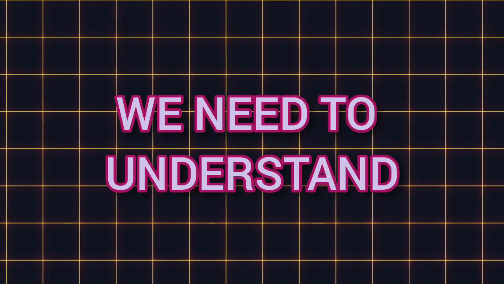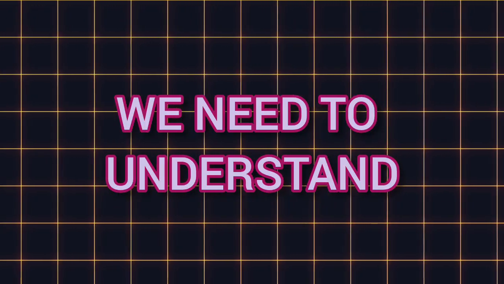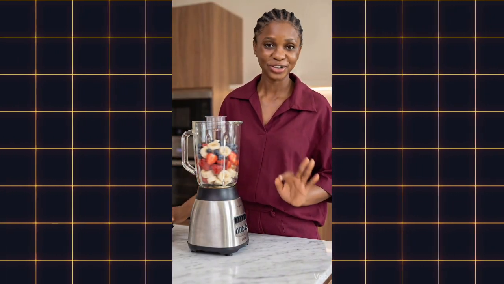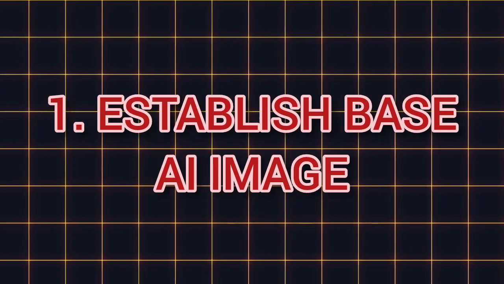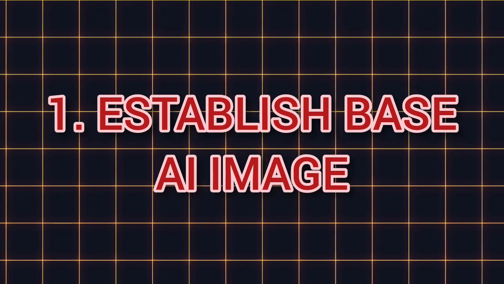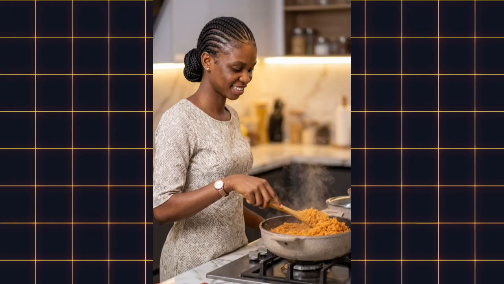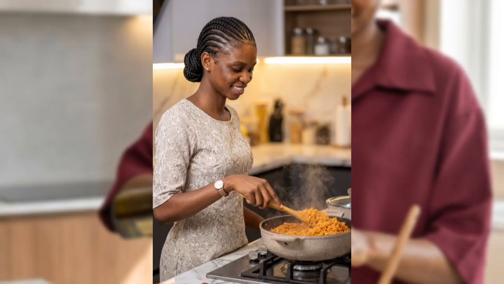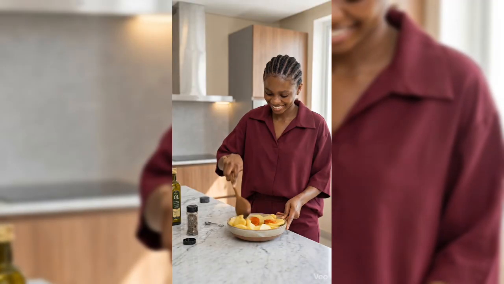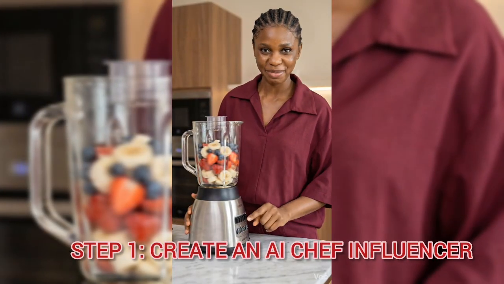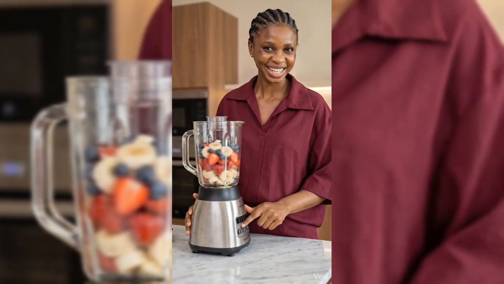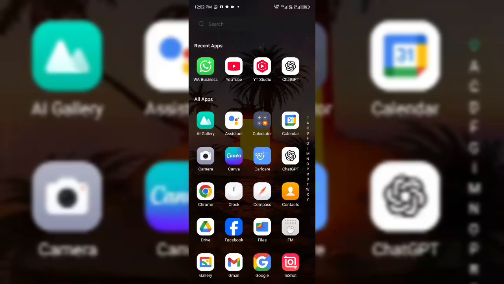Now, before we do anything, we need to understand something. If you want your AI influencer to look unique, realistic, and actually stand out online, you must first establish a base AI image that looks exactly like you. Because if you don't do that, your influencer will look like a random AI model and your content won't feel personal. So the first step is we are going to create an AI chef influencer using your own real face. In this case, I used my own real face.